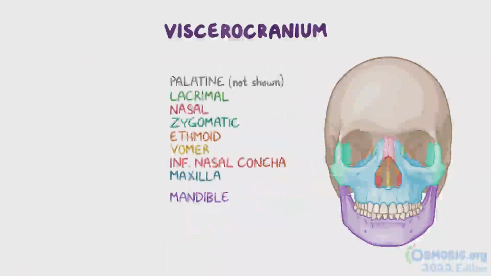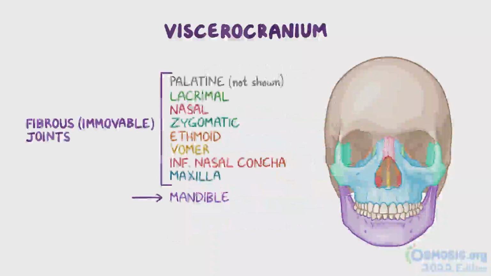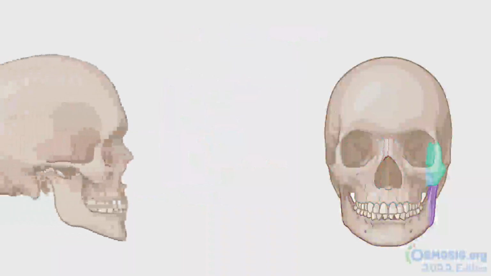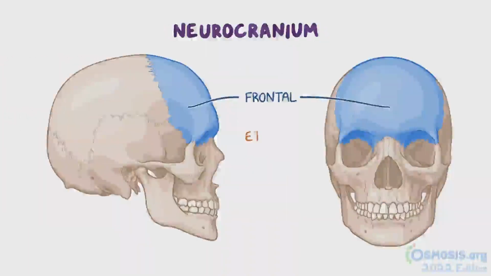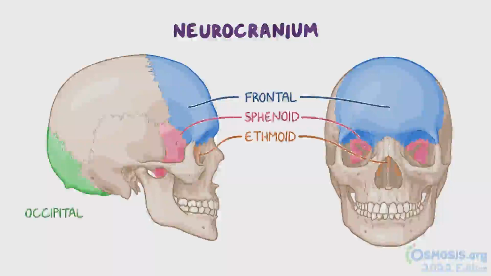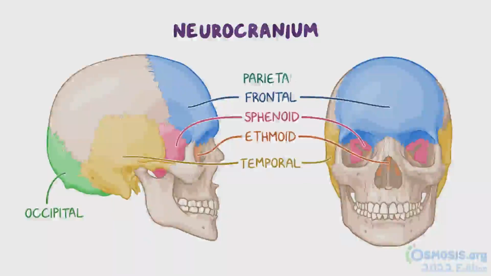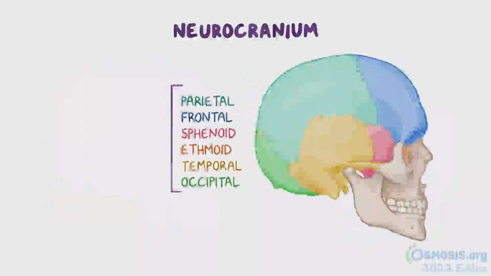Most of these bones articulate with each other by fibrous or immovable joints, except for the mandible, which articulates only with the temporal bones by a synovial or movable joint. Next, the neurocranium is made up of 8 bones: the frontal, ethmoid, sphenoid, and occipital bones, which are singular and placed in the midline, then 2 temporal and 2 parietal bones, which are bilaterally paired. All these bones articulate by fibrous joints.